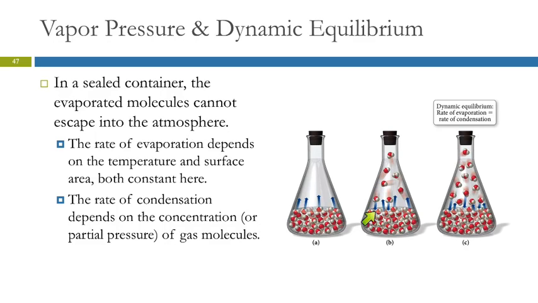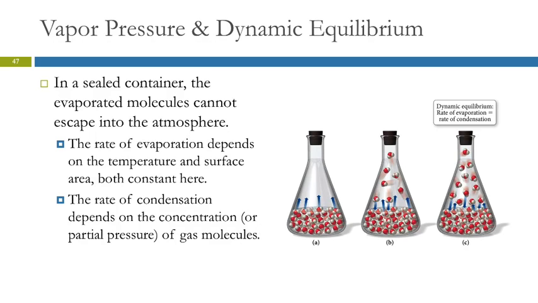Eventually, some of them are going to start colliding with the surface. That's condensation. Here, there's no condensation because there's nothing up here to condense. The rate of condensation is going to depend on how many molecules are up there in the gas state, right? The more molecules you have up here, the more condensation you can get. The rate of vaporization is going to be the same.